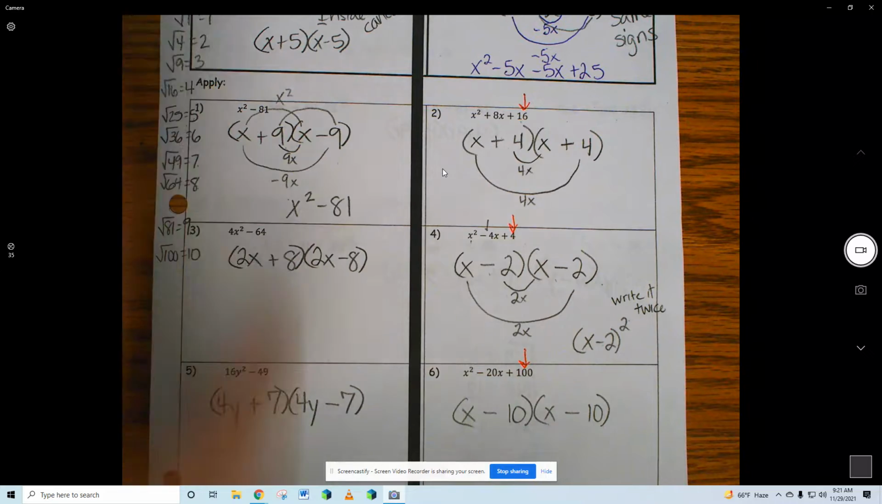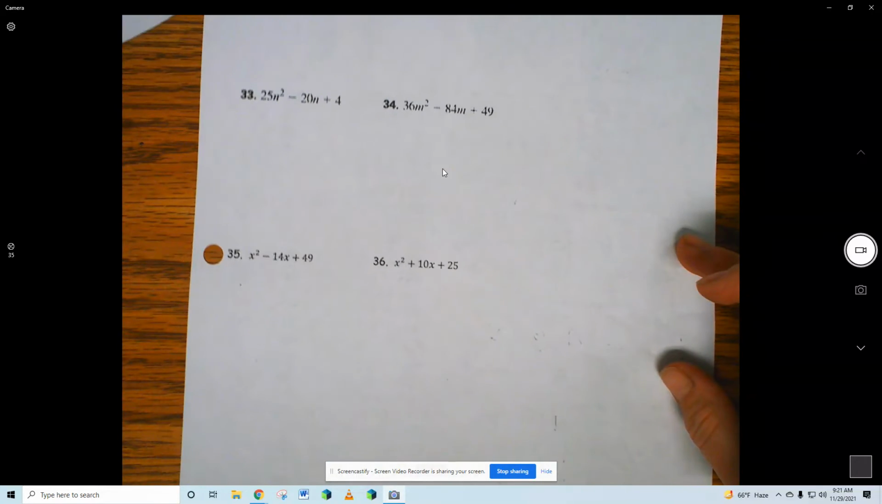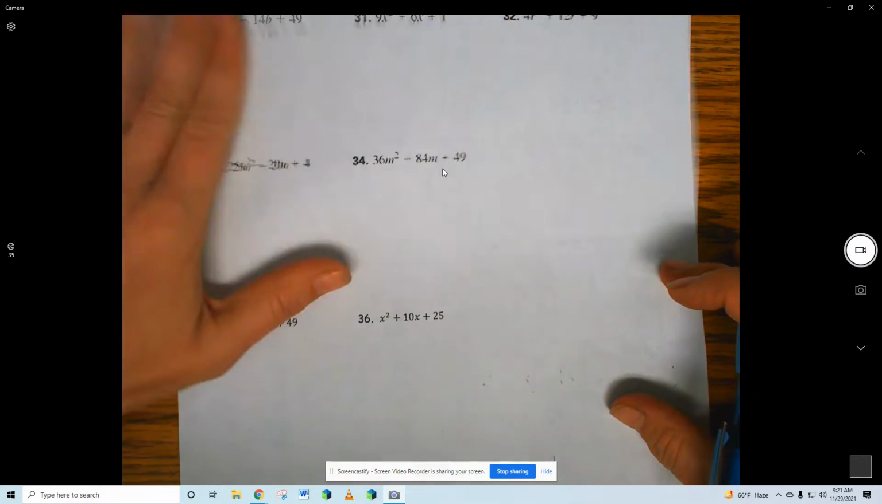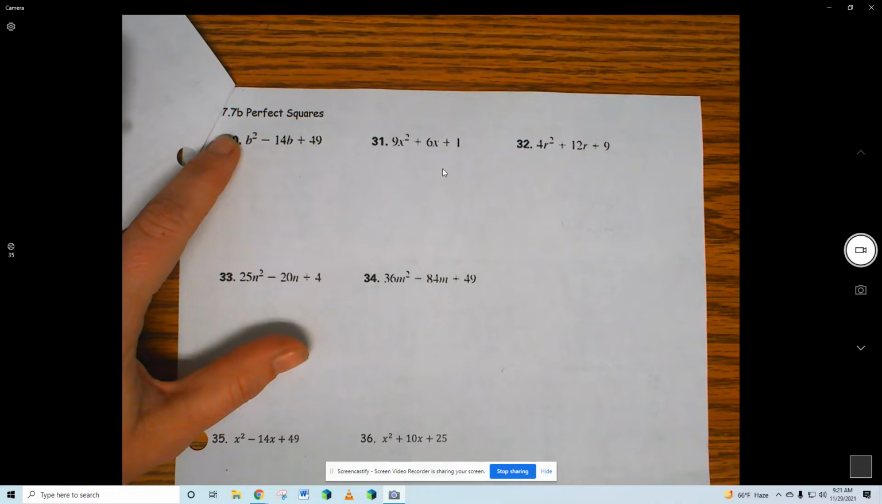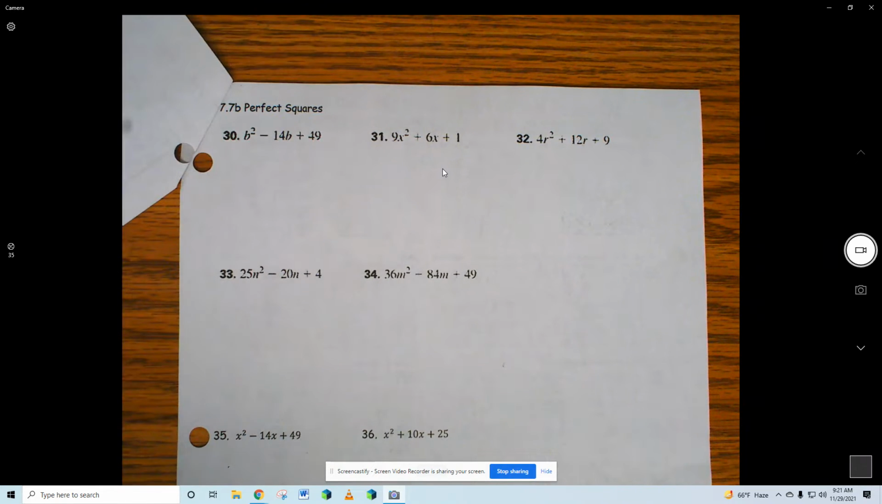Okay. Easy. So now we're going to this page here where it says 7.7b perfect squares. And we're going to do these examples.